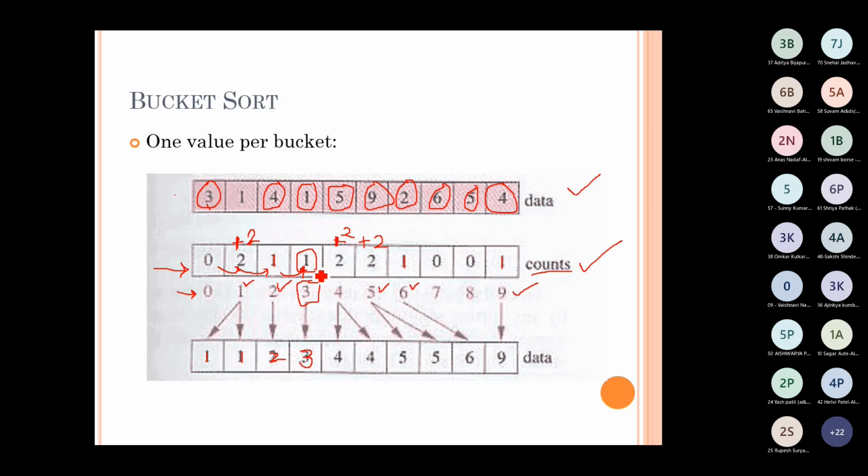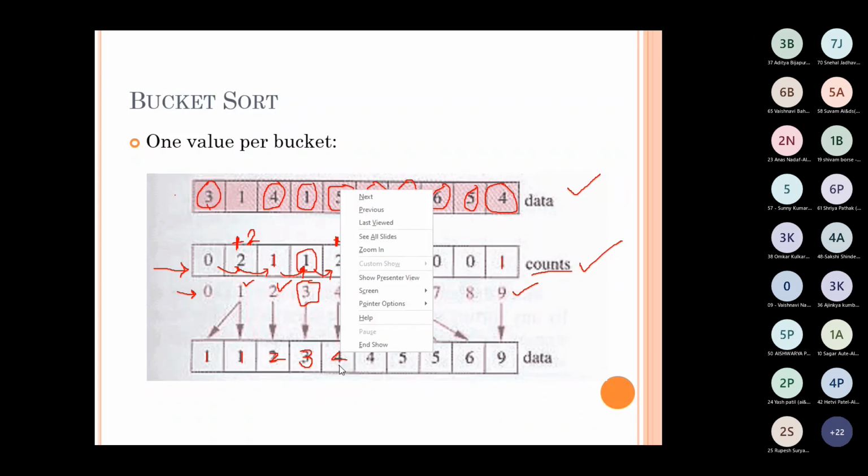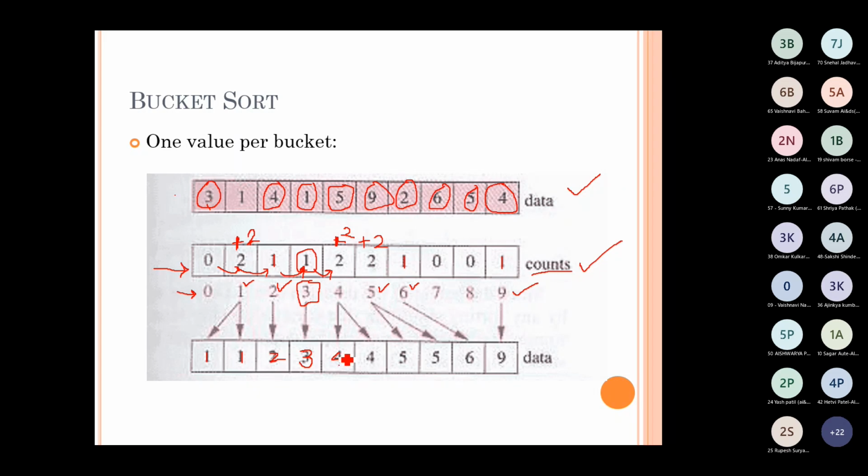Go ahead. Repeat the same thing. Non-zero element found? Yes. What is the index? 4. How many times it has to be placed in the output array? 2 times. So 4 is placed. 4 is returned here. How many times? 1 and 2 number of times.